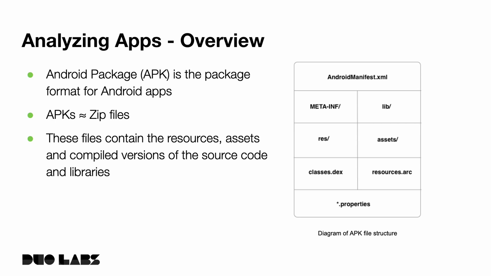If you were to decompress or unzip the file, this is what it looks like in the diagram behind me. You'll see things like the Android manifest, resources, which may be assets such as images, the library, the source code, and some properties. I'm going to use this diagram to walk us through some of the analysis methods that we used to try to determine the use of SafetyNet, at least in our initial approach.